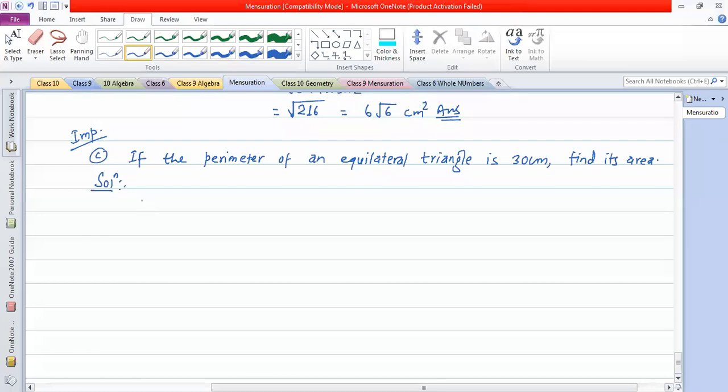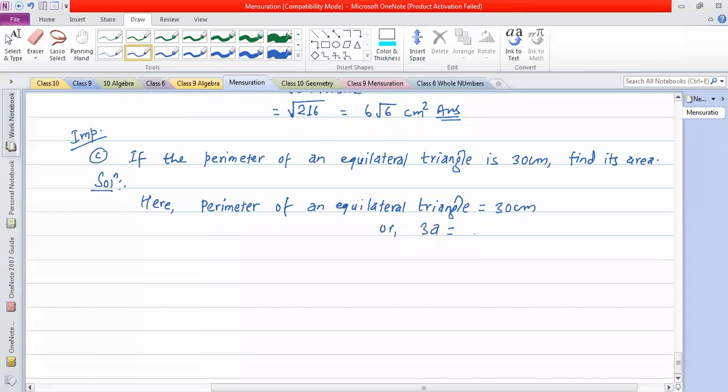So solve like this. Here, perimeter of an equilateral triangle equal to 30 centimeter. And what is the formula? Or 3 times A equal to 30 centimeter, isn't it? Or A equal to 30 by 3. That means the value of A is 10 centimeter. After finding A, we can find the area of equilateral triangle easily.